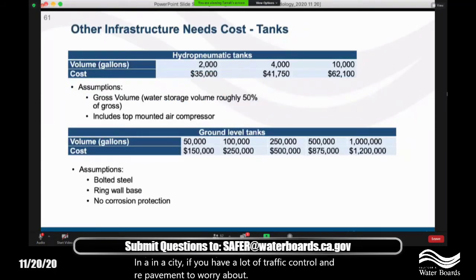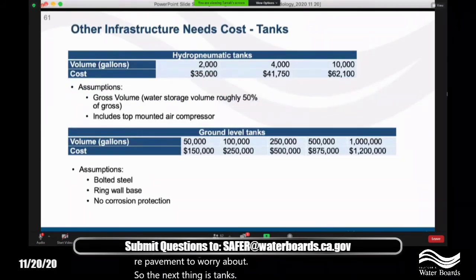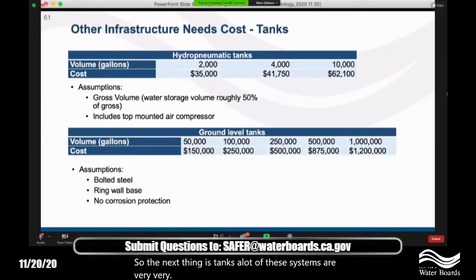So the next thing is tanks. A lot of these systems are very, very small. So we wanted to have the low end or the smaller end of tanks available as well. And we want to make sure that we're able to meet a max day demand out of storage. And we found that a lot of these systems, when we looked at the Kern County human right to water systems, they didn't have any storage at all. And then another big percentage of them had some storage, but not enough to meet max day. So we'd really like to have this as a line item so that we can evaluate how much it would cost to properly install these tanks and be able to provide max day demand for these small systems.